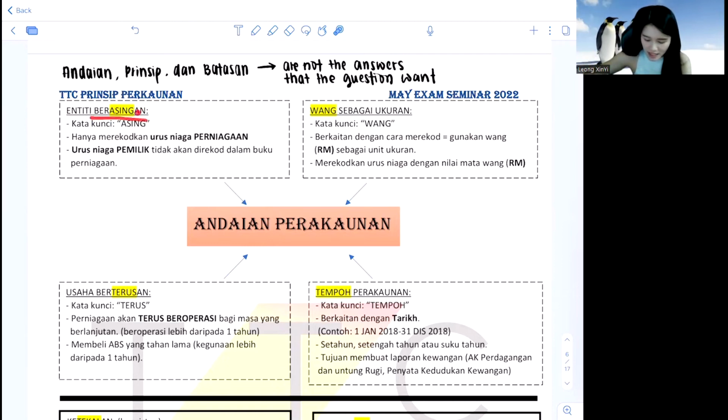And as I said, berasingan. Here you see the word asing, right? Asing stands for split. So I want to split what? Between the owner, pemilik, and the shop, perniagaan. Now, why do I want to split? Not that I'm not allowing the pemilik to come into the shop, but instead we're talking about the urus niaga, the transaction or any actions done by the pemilik for his personal use. If it's personal, we will ask him to record himself. That is not part of my job.